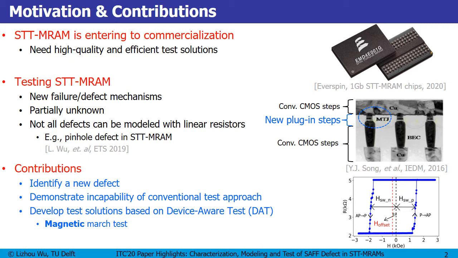In this work, we identify new defects, and we demonstrate the conventional test approach fails to detect such a defect. Therefore, we apply device-aware test, and we propose magnetic march test to guarantee the detection of this defect.